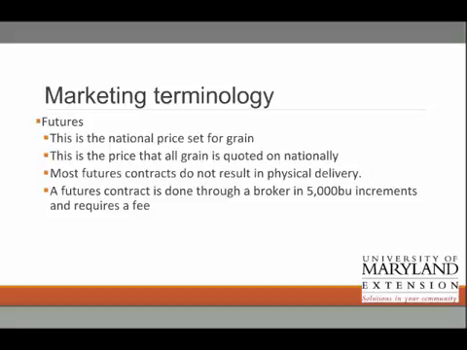And most of the time, the futures contracts, when we put those contracts in, they might not necessarily result in physical delivery. And if you do decide to do a contract, it's done through a broker in 5,000 bushel increments, and often will require a fee. So we'll talk a little bit about contracts in a little bit, but the futures, again, is that price that's being quoted nationally in the Chicago Board of Trade, which is now the CME Group. You go there, that's the price that's being offered.